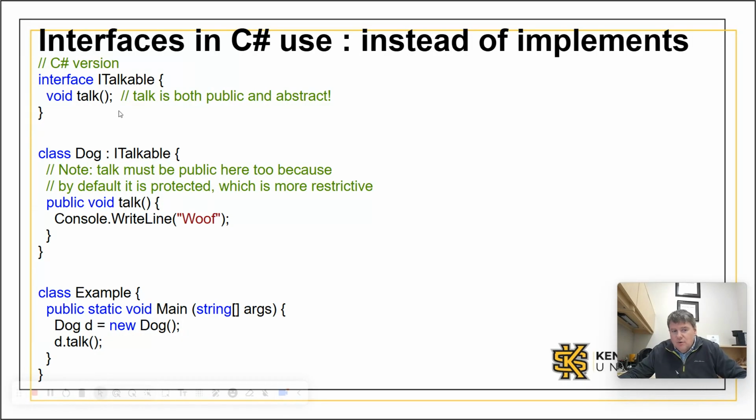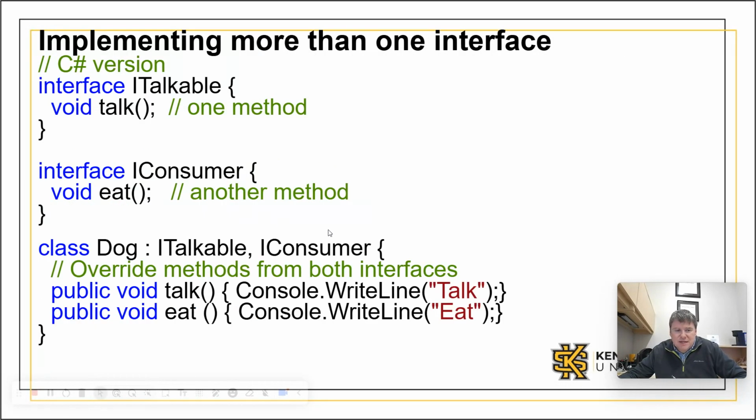You can't have the curly braces. So all of that part of it is exactly the same as in Java. But what's not the same is when you go to implement that interface, you just say class Dog colon ITalkable, and that's how you say implements. So that's probably getting you to the question of, well, what happens if you have more than one interface to implement? So class Dog colon ITalkable comma IConsumer.